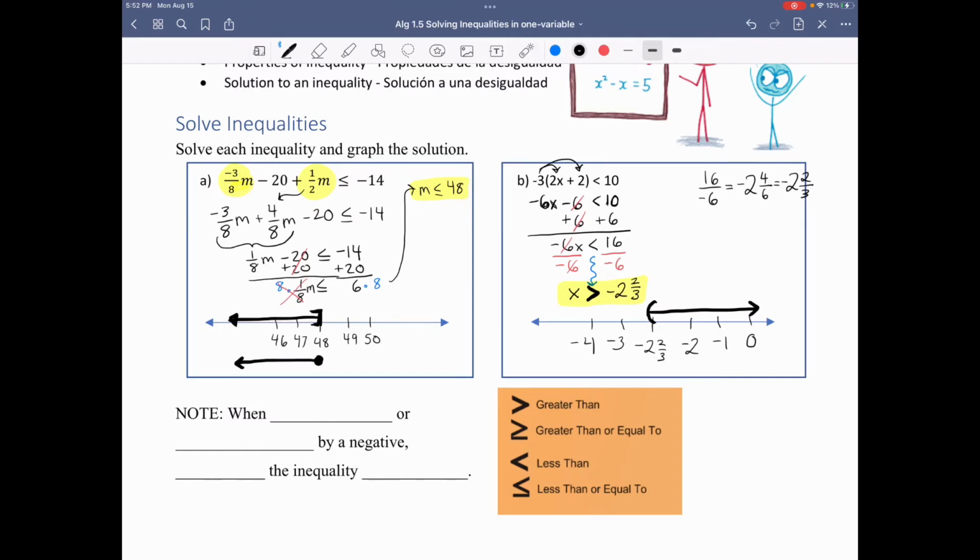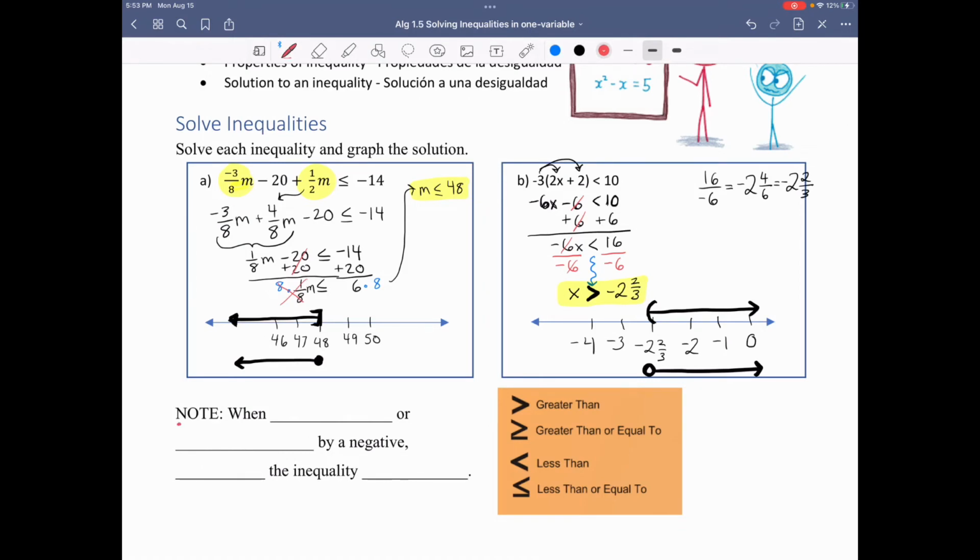Another way to do this that I learned is instead of a parenthesis, we use an open dot, an open circle. So that is for just greater than, because it doesn't say greater than or equal to negative 2 2/3. So we're not including negative 2 2/3. It's not equal to it. It's just greater than.